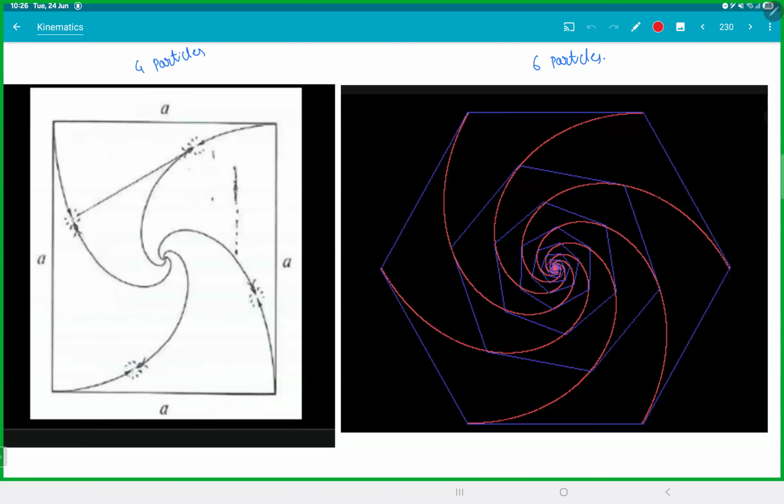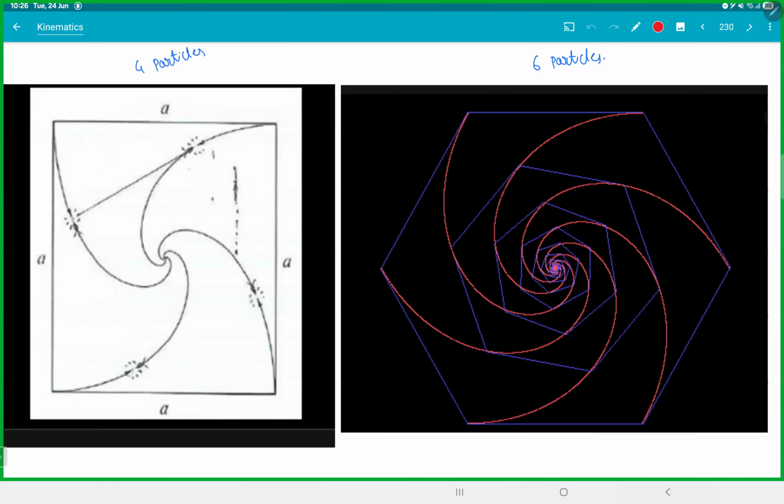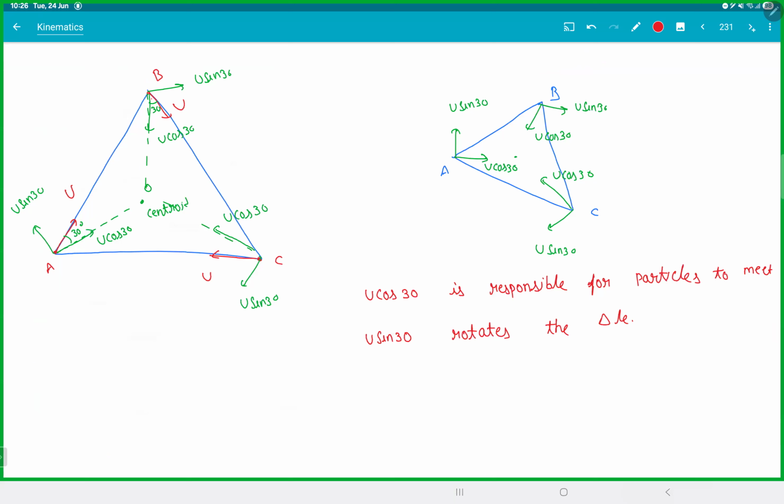Now, when you see the shape, can you get why these things are rotating and they're shrinking? So one velocity is taking you toward the center and one velocity is making you rotate. That's why you're getting a triangle which is rotating and shrinking. Is this understood? Right? Now, if that is understood, then you're done actually.